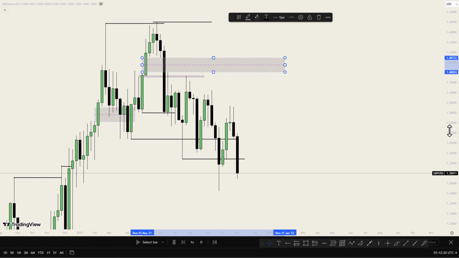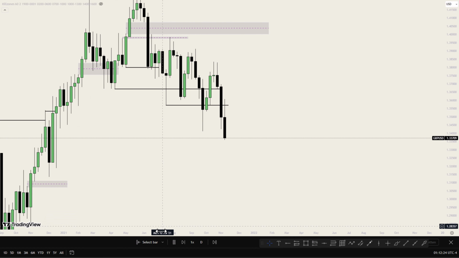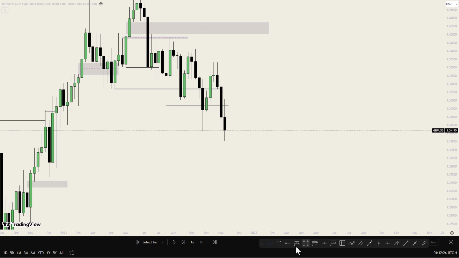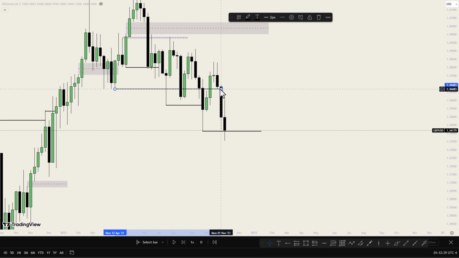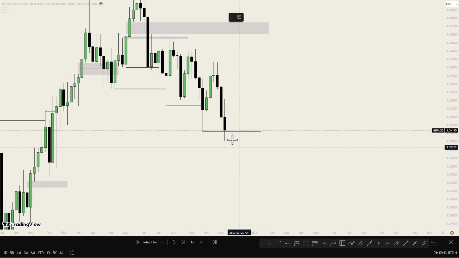So here we see price is about to take the external range liquidity. What do we see? We see external range liquidity taken, guys. External range liquidity taken. And what do we have? We have now a fair value gap. We have a fair value gap in form of internal range liquidity. Let's see how price will react at that point.